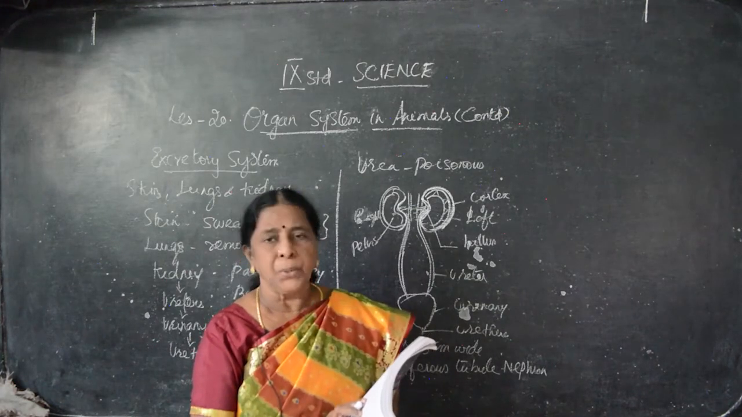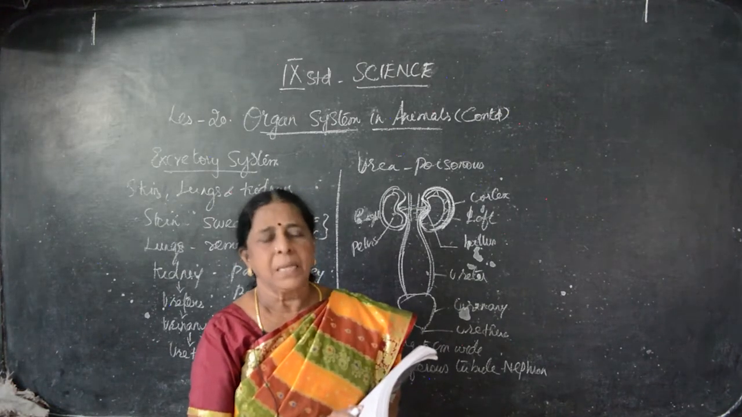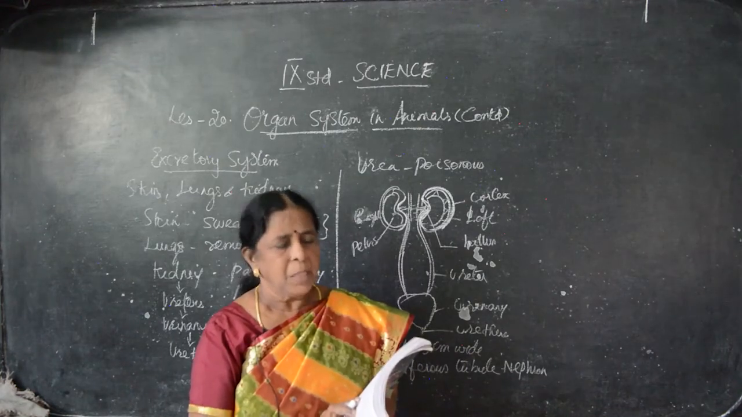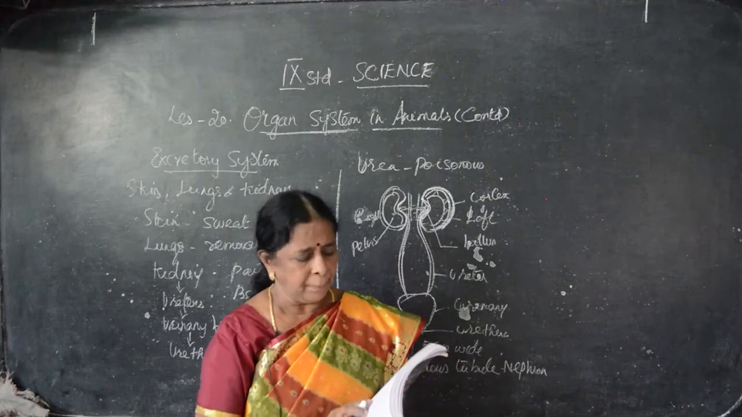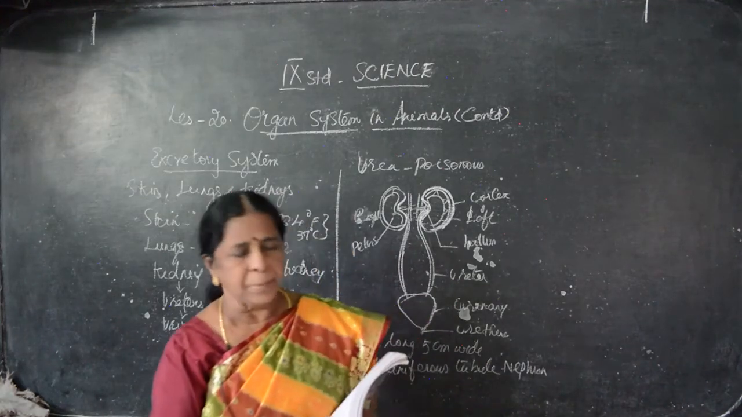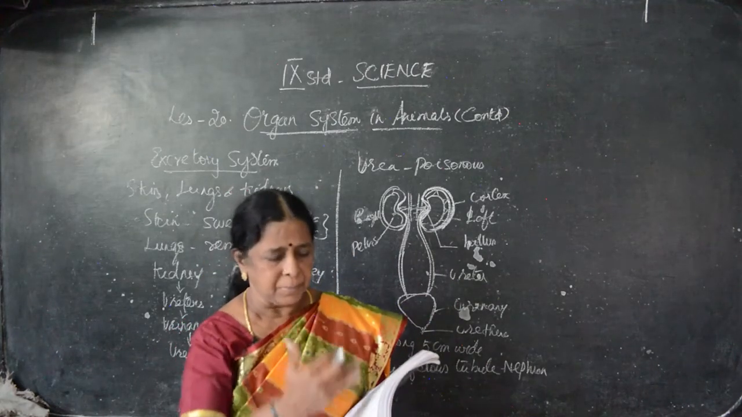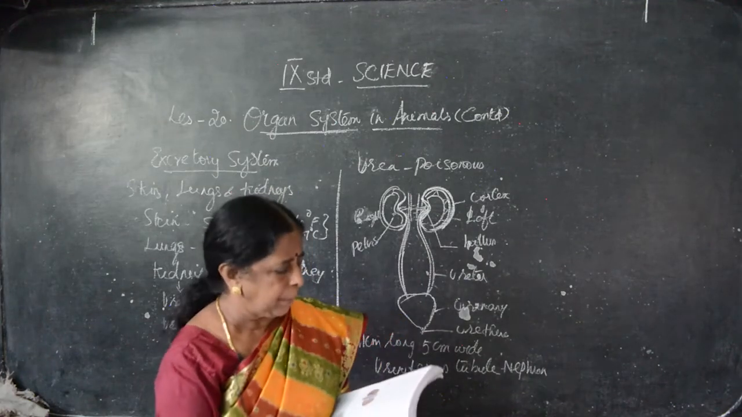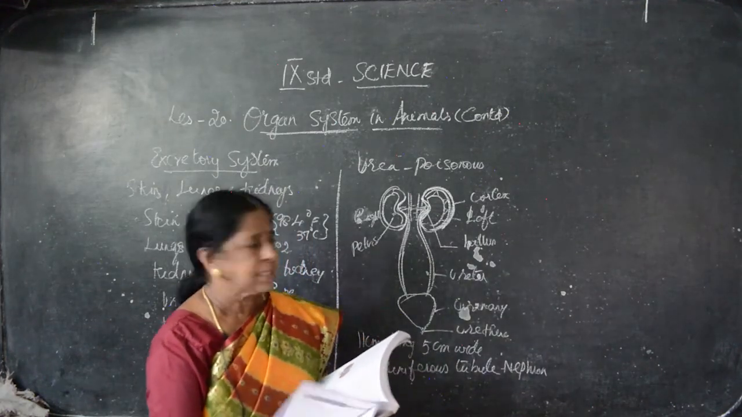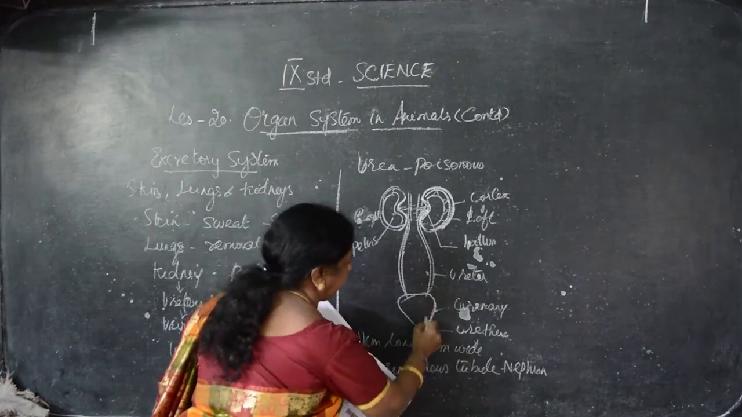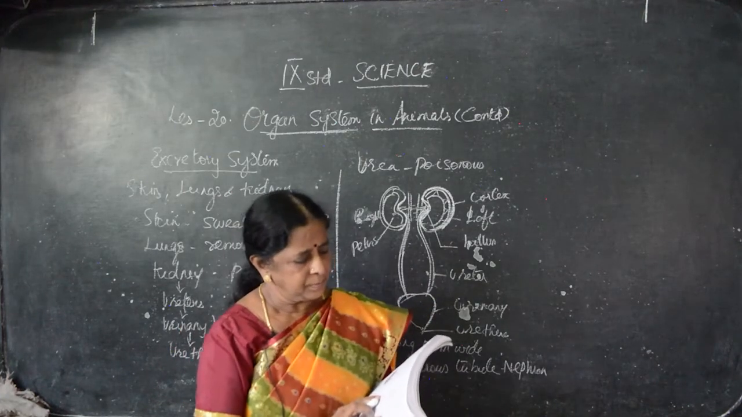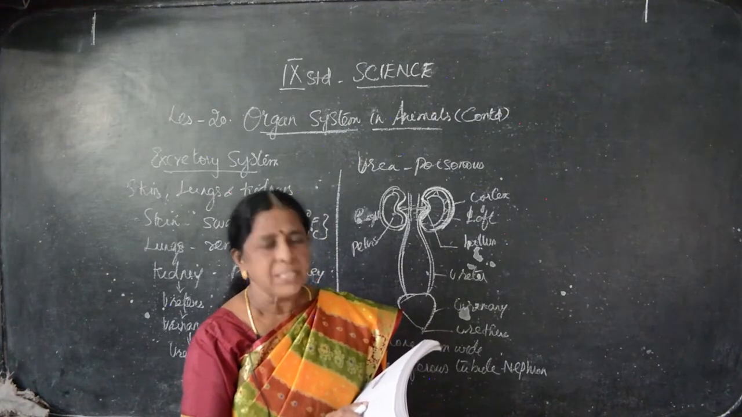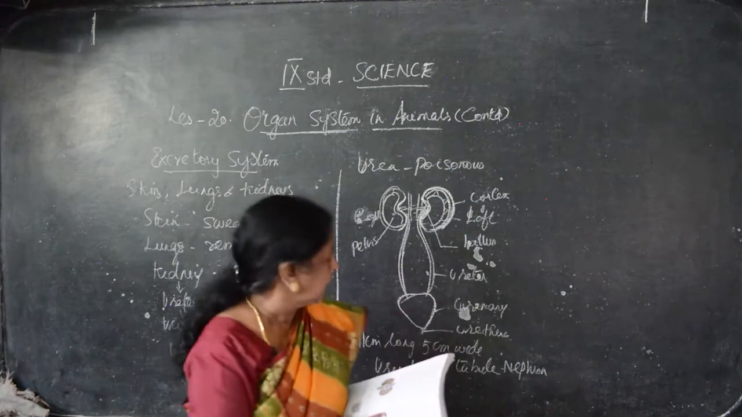Urine enters the ureter from the renal pelvis and is conducted along the ureter by peristaltic movement, that is a closing and contracting movement. The ureters carry urine from the kidney to the urinary bladder. The urinary bladder is a bag-like structure which lies in the pelvis. It stores urine temporarily. Then the urethra.